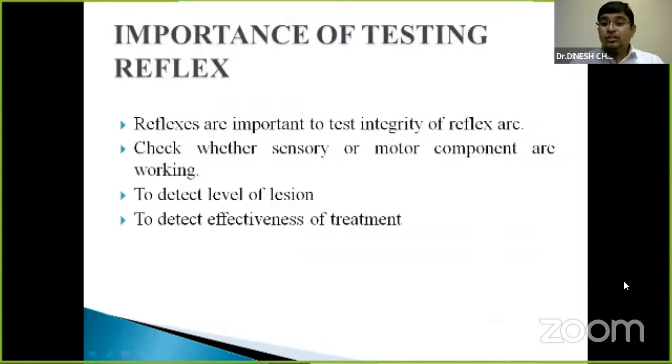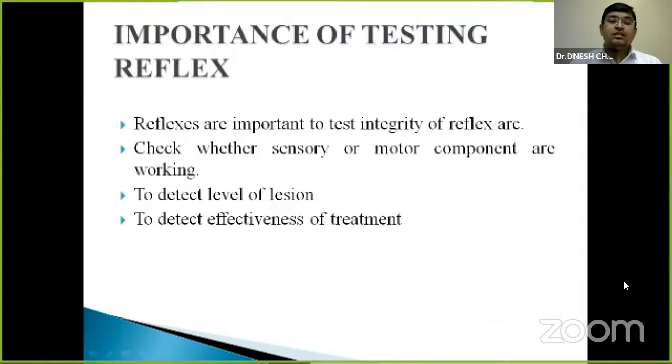That means if the knee reflex is diminished or absent, we know that the root value involved is L3, L4. So on the basis of reflex assessment, we come to know the level of lesion. So reflex testing can be used for the purpose of assessment, to know where the lesion is, the level of lesion.